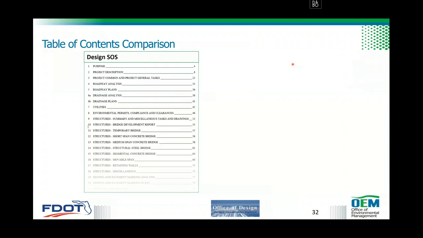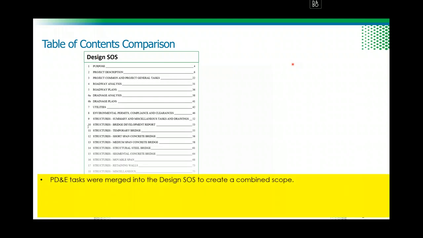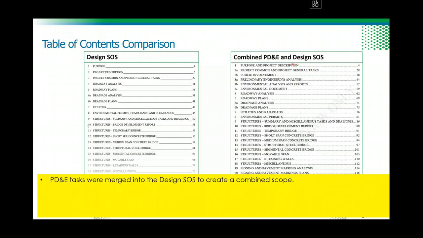Table of contents comparison. I think now you start to see how we combined them, pretty much visually. So this is the design scope of services as it is now. As I said earlier, it has about 37 sections. So we took PD&E studies activities and merged them into the design scope of services to create a combined scope. So that is the combined scope.